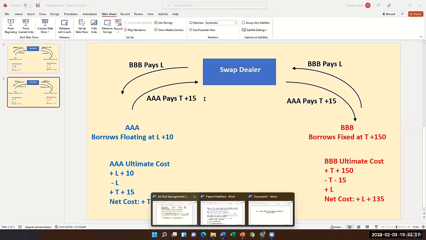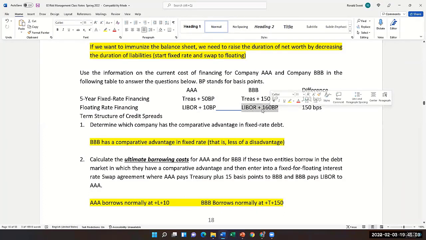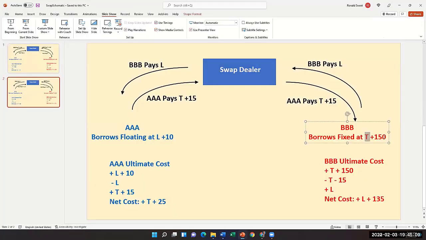So just remember this: T plus 50 and T plus 150, L plus 10, and L plus 160. All right, if you remember that, you'll see where I'm getting the numbers. BBB is going to borrow at T plus 150 because they have the comparative advantage in fixed. AAA is going to borrow floating at L plus 10 because they have the comparative advantage in floating. BBB is going to pay L, AAA is going to pay T plus 15 over to B.